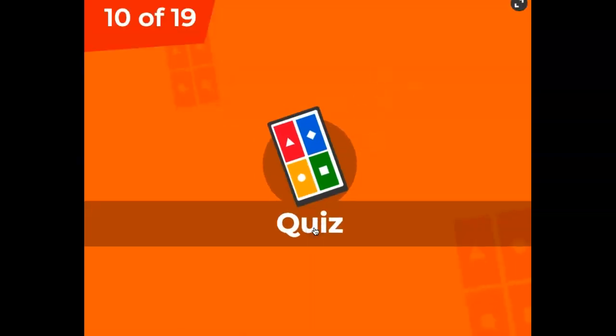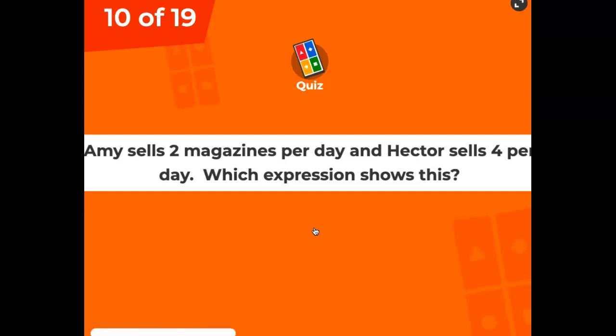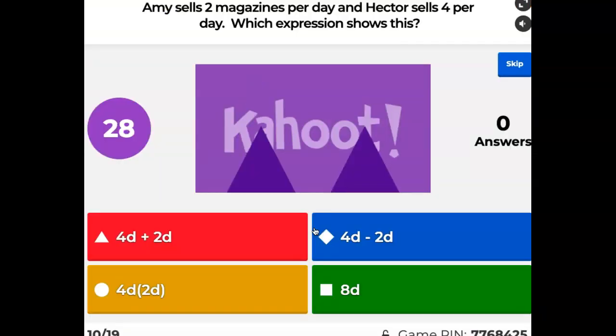Ekis. Question number 10. Amy sells 2 magazines per day and Hector sells 4 per day. Which expression shows this? So Amy sells 2 magazines per day. Hector sells 4 per day. Which expression shows this scenario? This is easy.